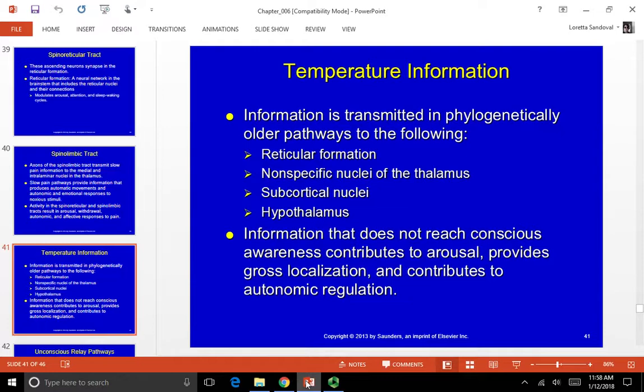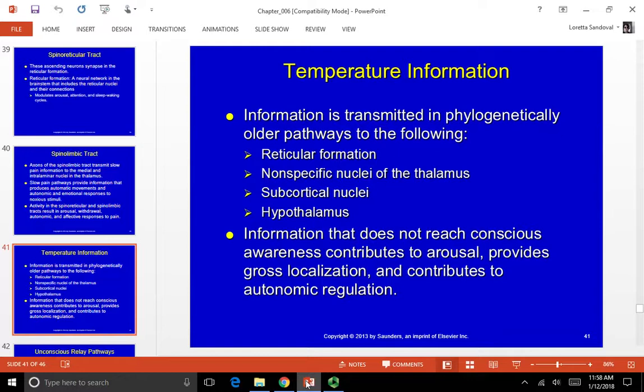So temperature information is often regulated in the hypothalamus autonomically. So do we need to step up our metabolism to get warmer? Do we need to slow it down to cool it down? So that happens unconsciously in the hypothalamus.